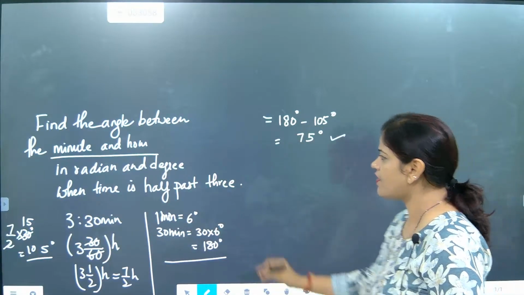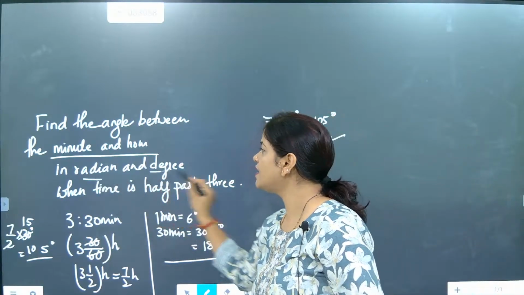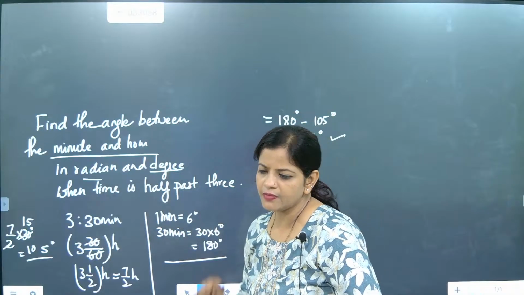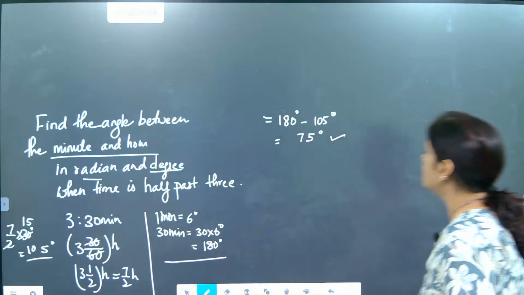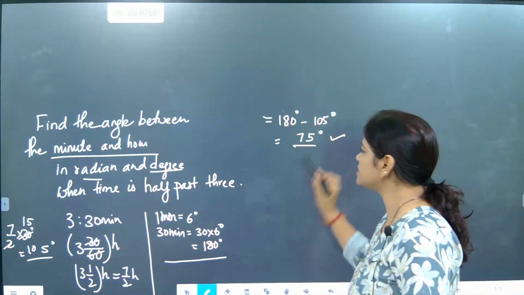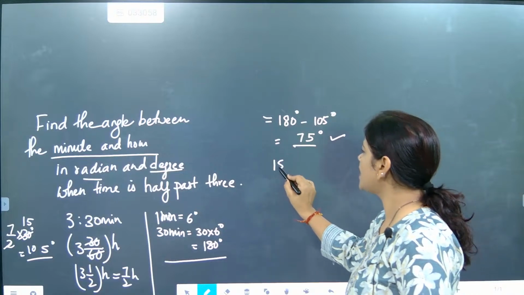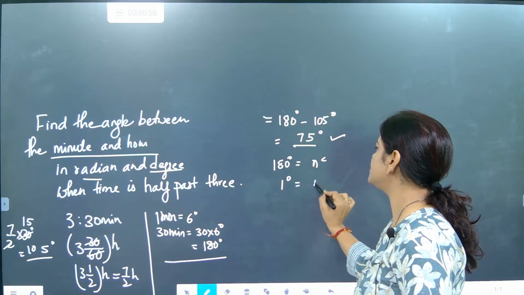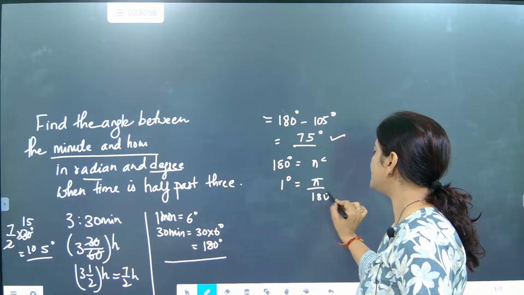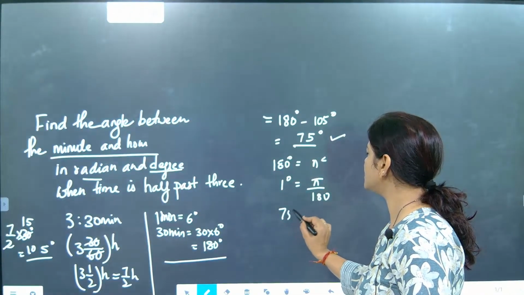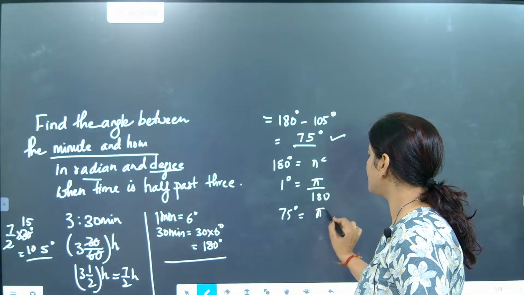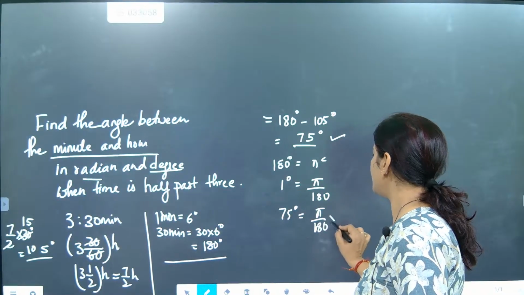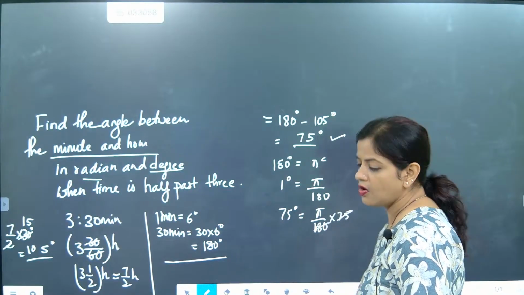They are asking to find the angle in radian and degree both. So beta in degree system is 75. We know that 180 degrees is equal to pi radian, so 1 degree is equal to pi by 180 radian. Beta is 75 degrees, so it will become pi by 180 into 75 radian. How much is it coming?